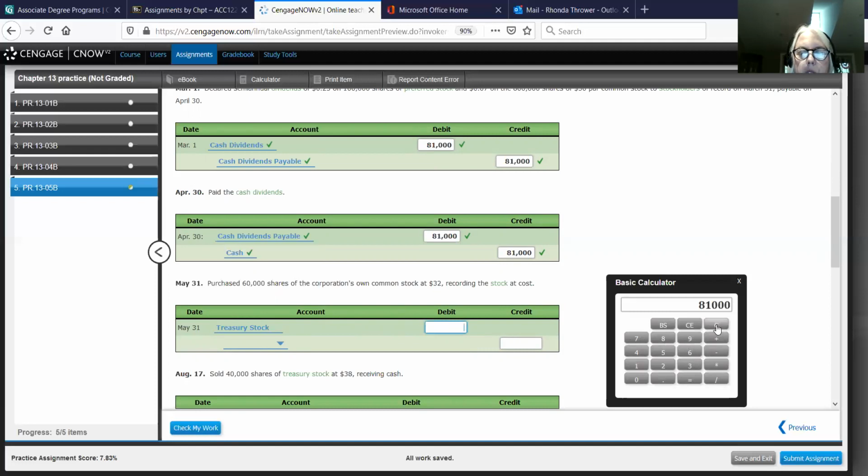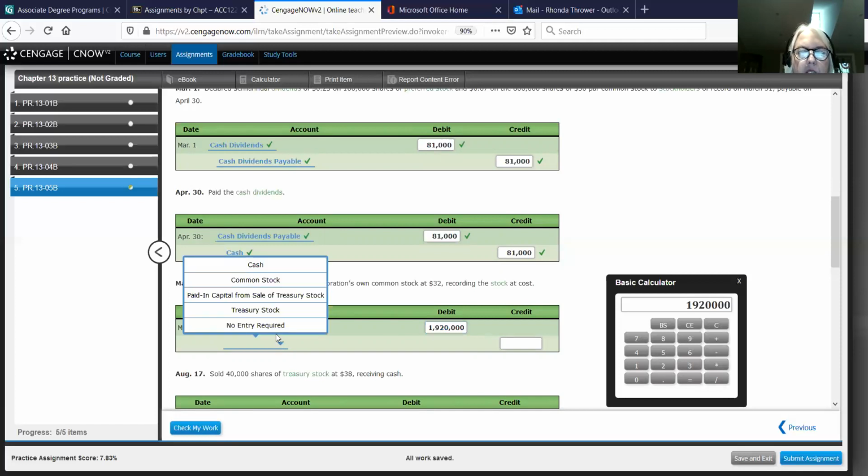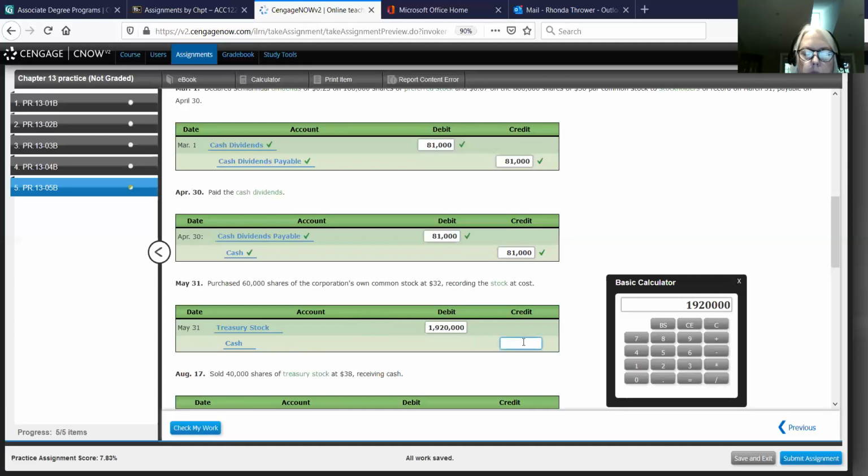We're going to debit this treasury stock for the number of shares of stock that we bought back off of the market, and we're going to multiply that by the cost of those shares of stock, or what we paid for those shares of stock, which will be 1,920,000. Since we bought back our own stock, we're going to credit our cash account for 1,920,000.